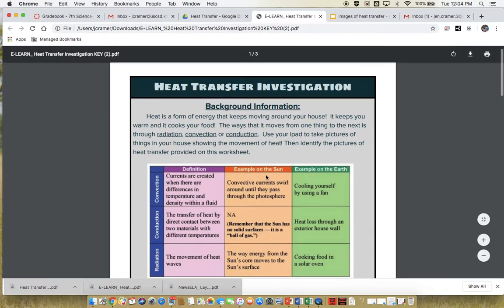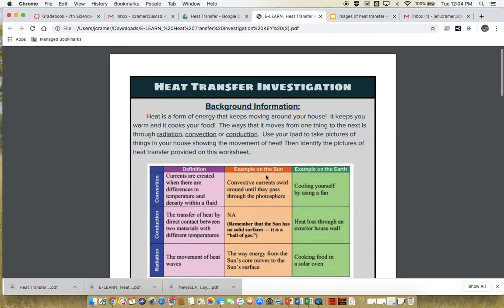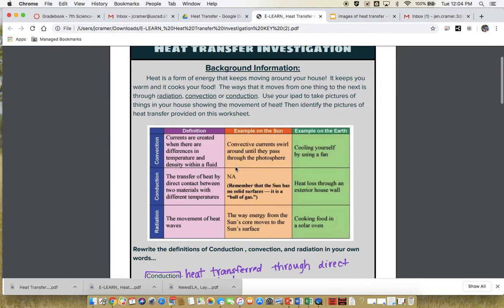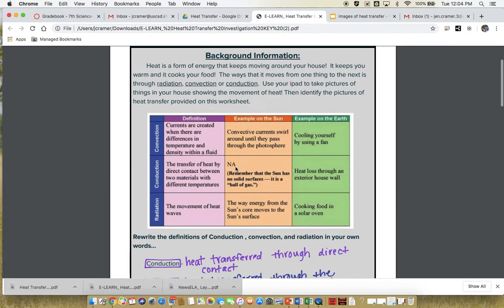Hey everybody, this is a recap of the heat transfer investigation at home lab from today and yesterday. Just wanted to go over a few key points here on the lab. I'm going to use the answer key so that you can see some of the correct answers and you can compare the things that you wrote with what's on the answer key.